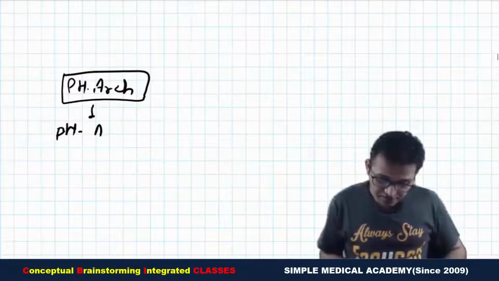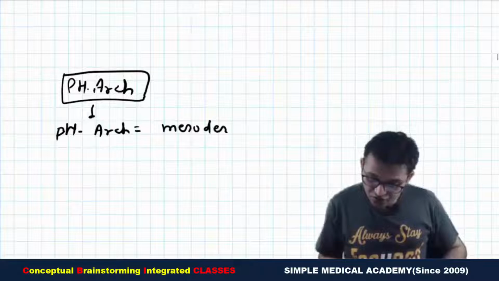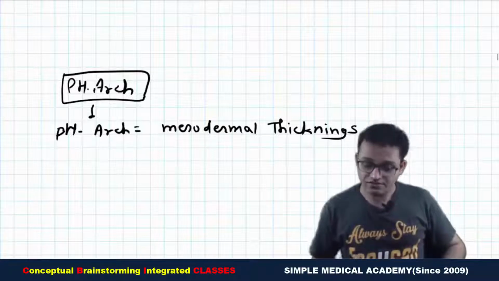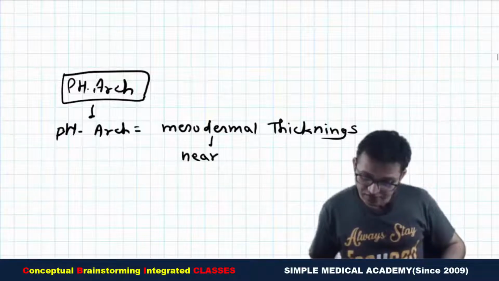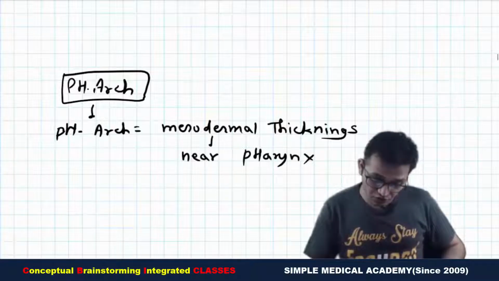Pharyngeal arch. These are nothing but mesodermal thickenings near the pharynx. This is for your concept.